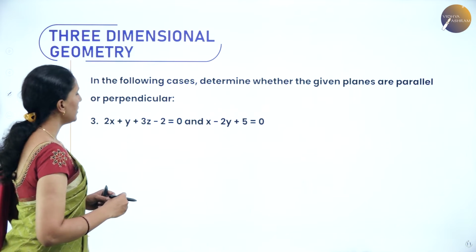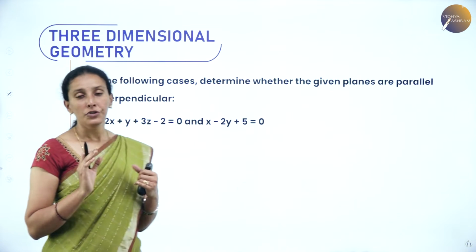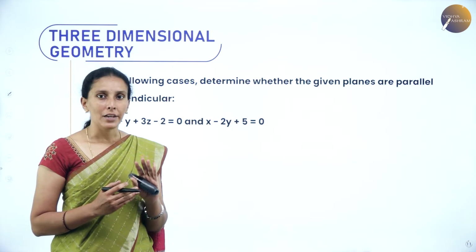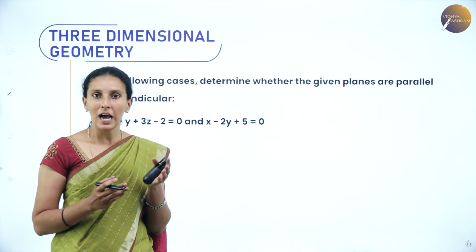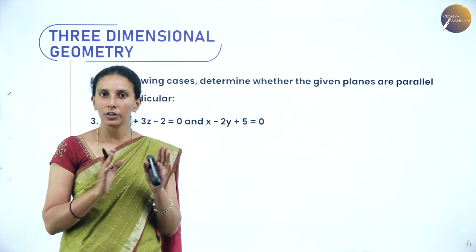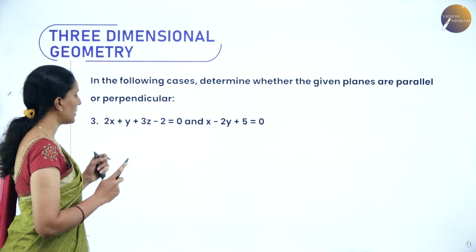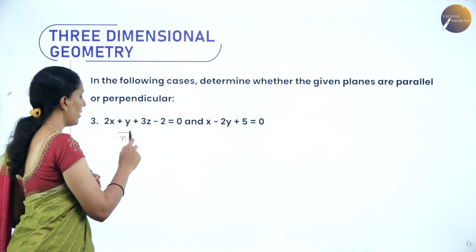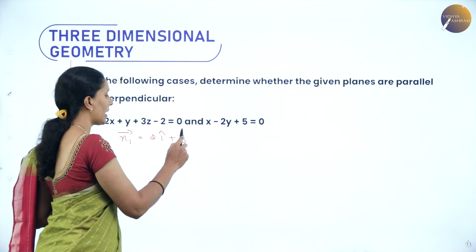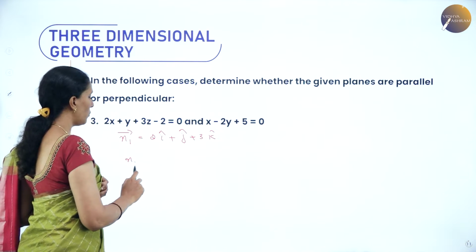Next question. In the following cases, determine whether the given planes are parallel or perpendicular. To say that they are parallel, we have to check whether their corresponding values of x, y, z, or whatever i, j, k, are in proportion. To say they are perpendicular, we have to show that the dot product of the normals is equal to 0. So first let us write the normals here. We have vector n1, that is 2i plus 1j, or we can just write it as j, plus 3k. And vector n2 we will take.